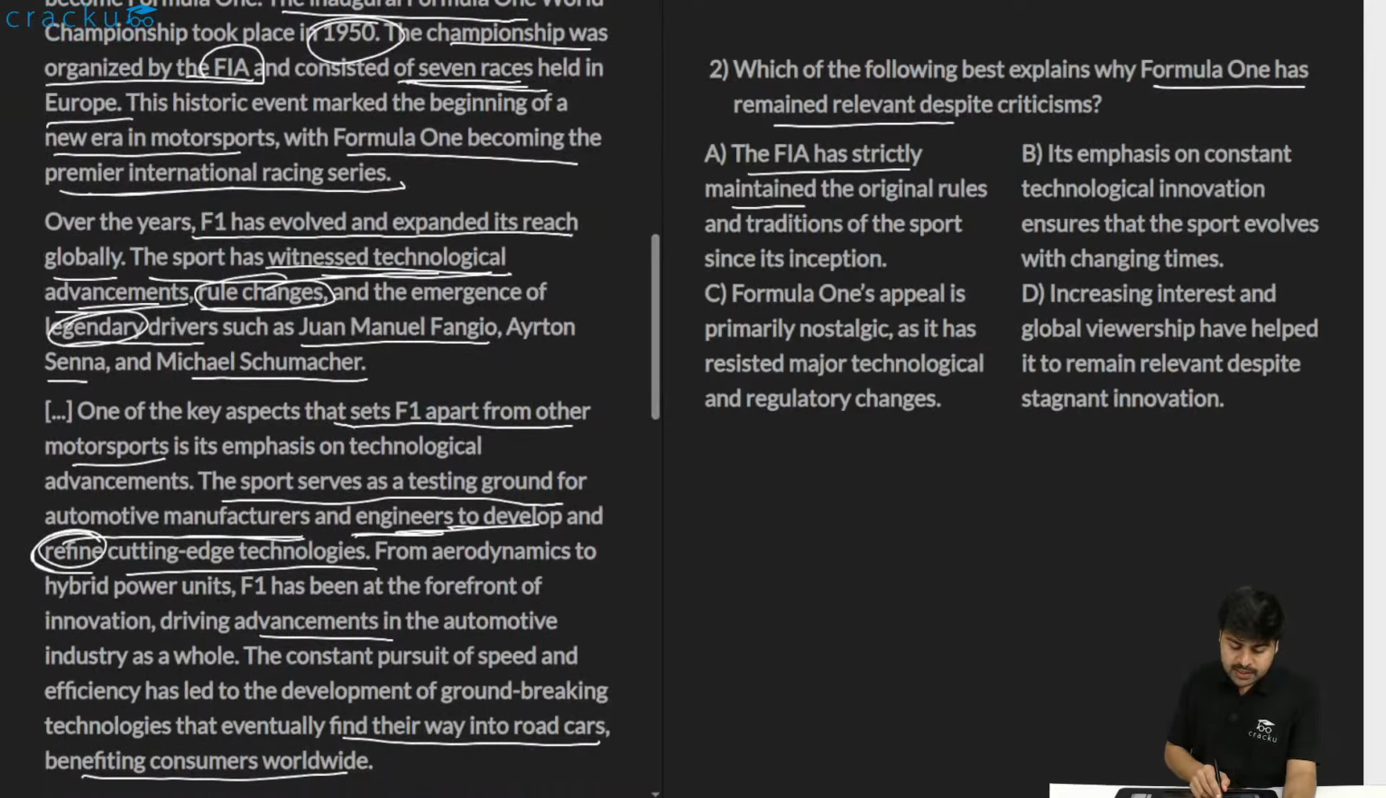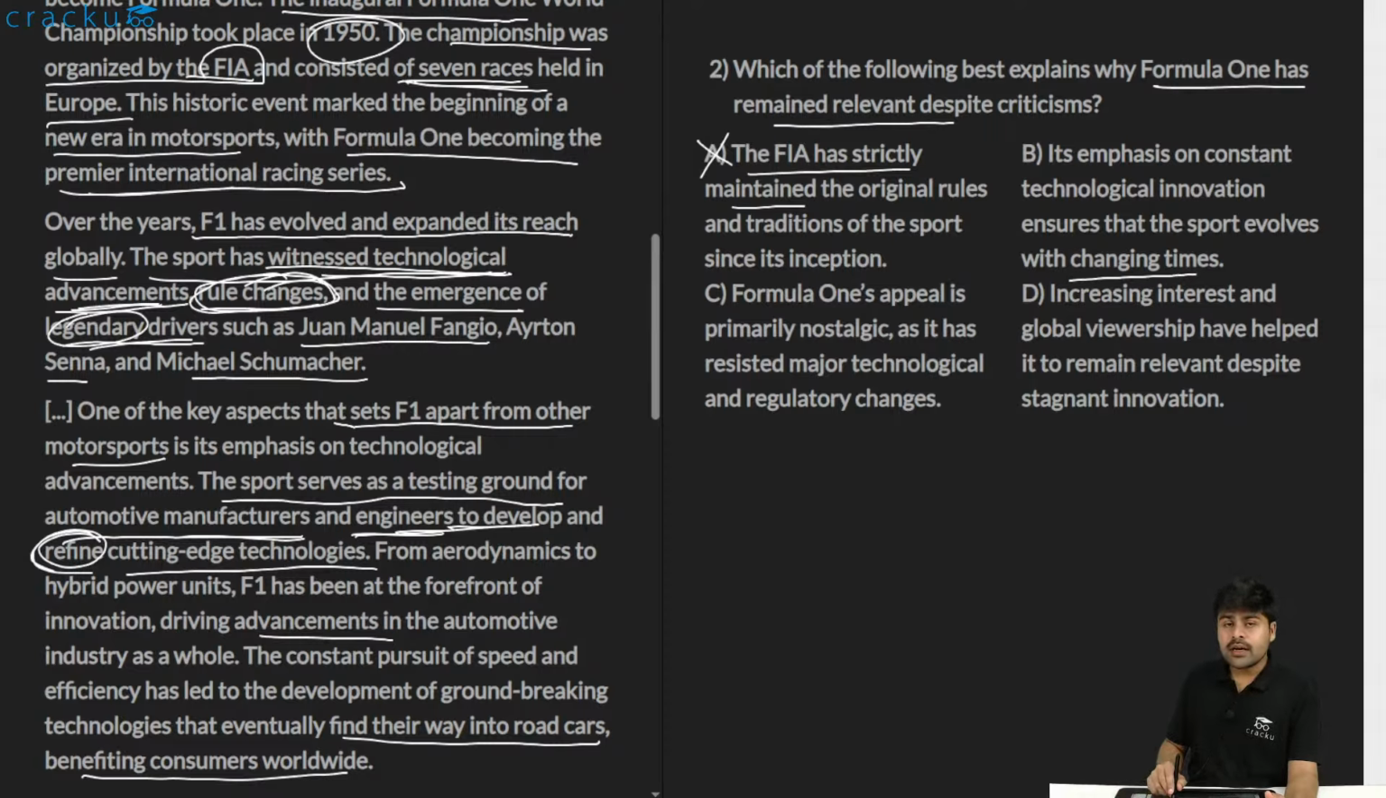The sport has witnessed technological advancements, rule changes, and the emergence of legendary drivers. So rules have changed. We can't really say that it has been orthodox in a certain way. The rules have been strict in that they did not really change. So this is incorrect. B says its emphasis on constant technological innovation ensures that the sport evolves with changing times.